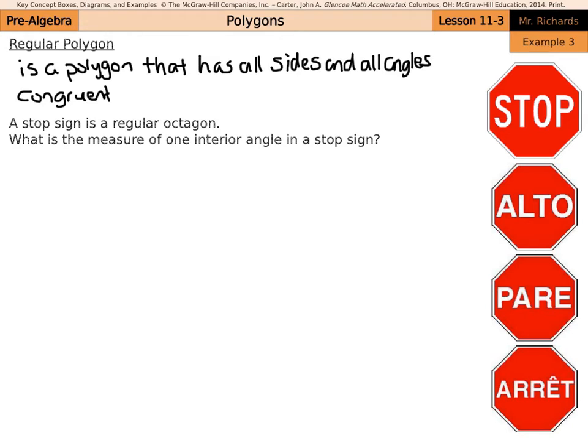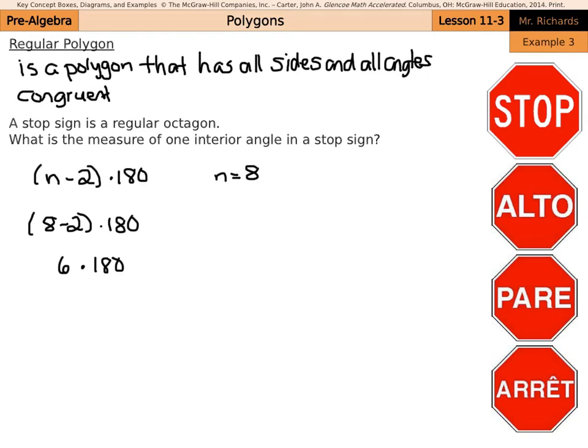And so what we can do, we can look at a regular octagon like a stop sign. What is the measure of one interior angle in a stop sign? Well, we can use our little formula here, n minus 2 times 180. Now, our octagon has 8 sides, and so we'll substitute in that 8 for n, and result in 6 times 180. And 6 times 180 is 1,080. Now that is the total sum of the measures of the interior angles.